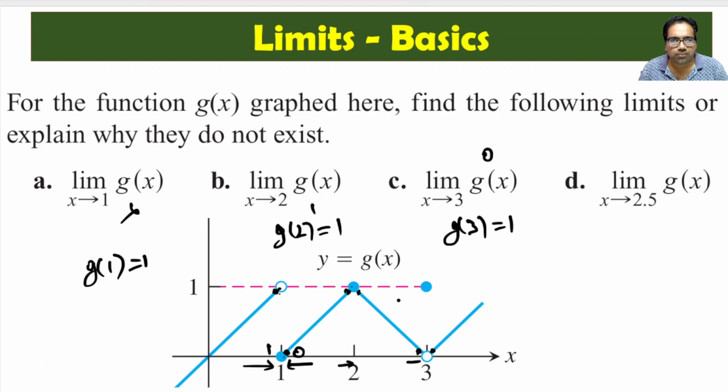The fourth one, 2.5. So that means here, somewhere around 2.5, this point, right? If you are coming from the left, then you are getting this point. Coming from the right, you are getting this point. So both points are the same. And what is the point? The point is 0.5. Right. So coming from the left, coming from the right, both are converging here. Both points are the same. So the limit is 0.5.